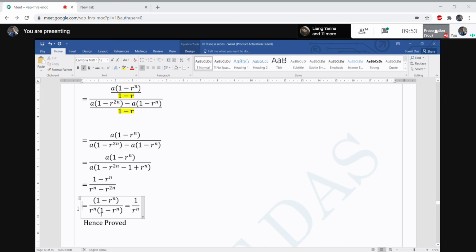If I take r to the power n common, what will remain? 1 minus r to the power n. So from both numerator and denominator, 1 minus r to the power n cancels. What will remain? 1 divided by r to the power n. That's what we have to prove here.